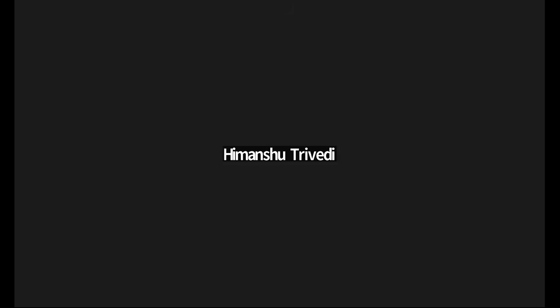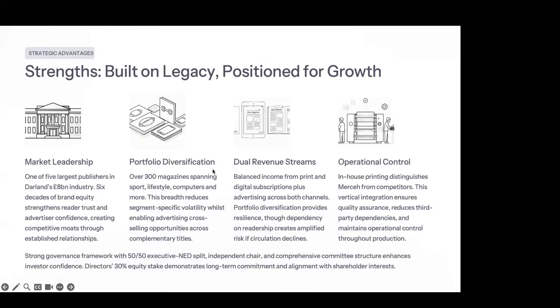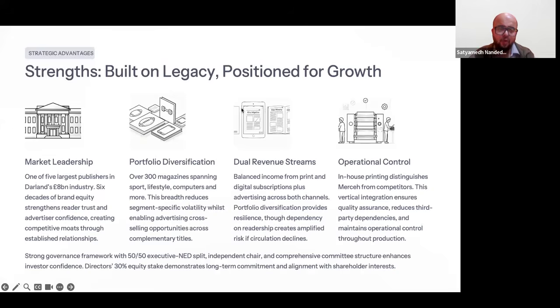SWOT is divided into four parts. Strength, opportunity, then W stands for weakness, and T stands for threat. Okay. Now, what are some of the strategic advantages or strengths that this company has?